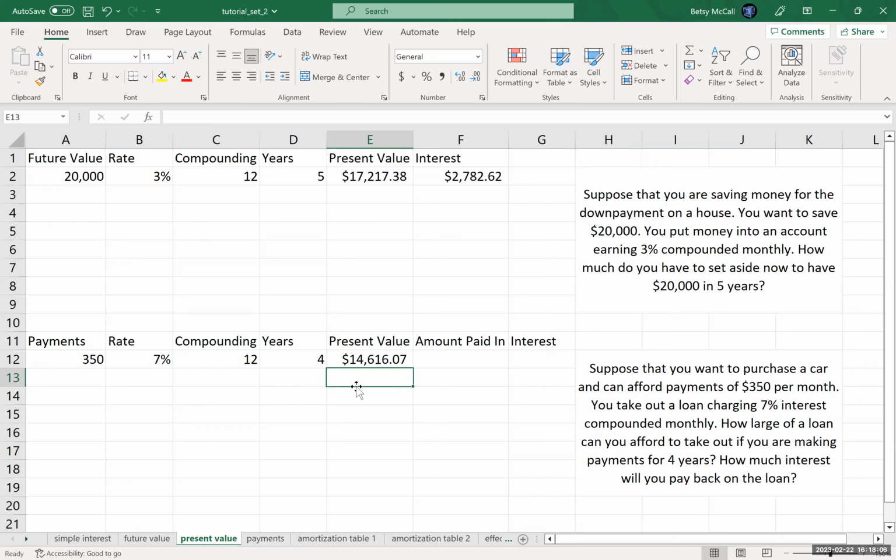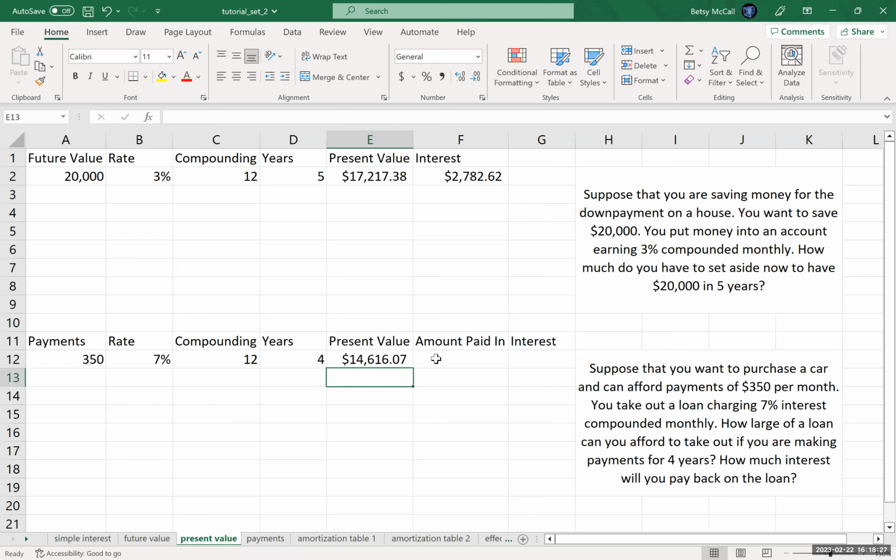Now, this is telling me that I can take out a loan in the amount of about $14,616.07. That's the value of the car that I can purchase, or whatever, aside from a down payment, that I can afford to take out a loan on, if these are the conditions under which I'm taking that loan.